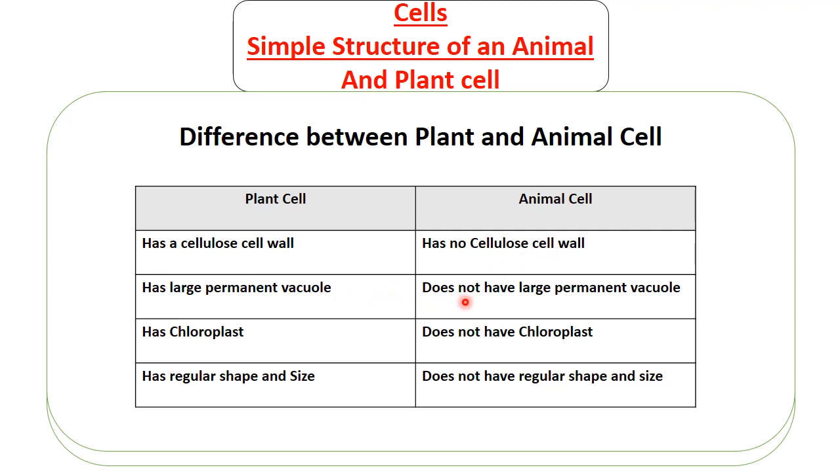There are times when you're viewing an animal cell under a microscope, you can see something like a vacuole, but whatever you see, it won't be permanent. Well, plant cells have got permanent vacuole. A plant cell also has a chloroplast. Well, an animal cell does not have a chloroplast. Otherwise, if an animal cell had a chloroplast, we would be appearing green like the Hulk. Also, a plant cell has got regular shape and size, while an animal cell does not have a regular shape and size. So these are the differences between plant and animal cells.